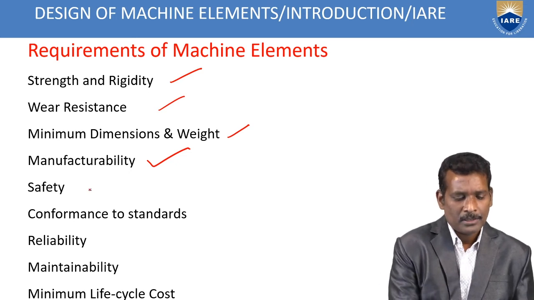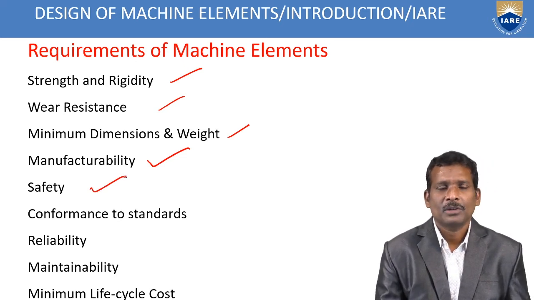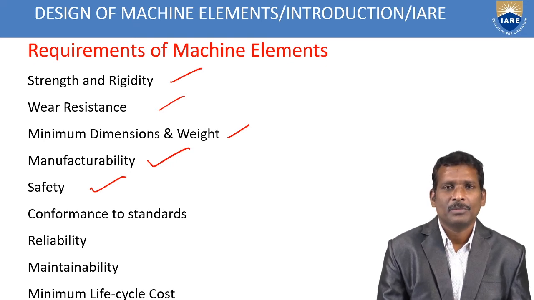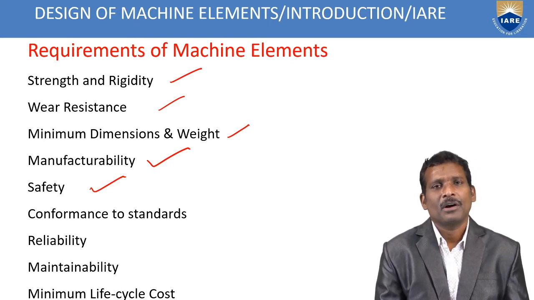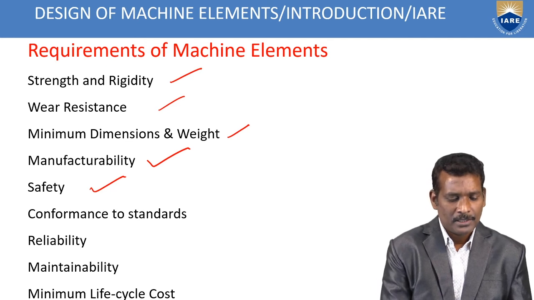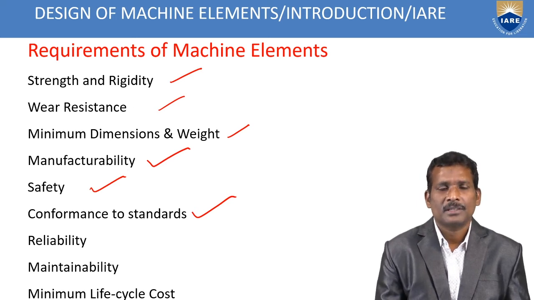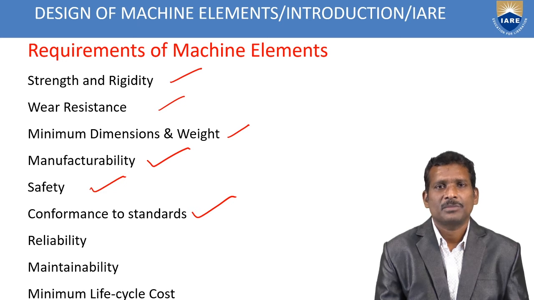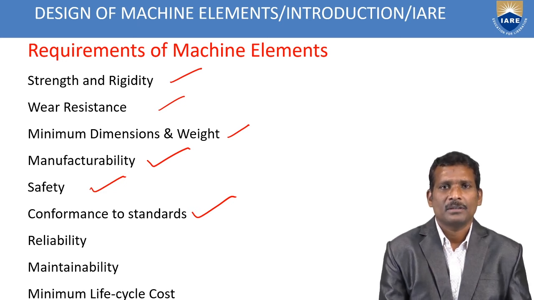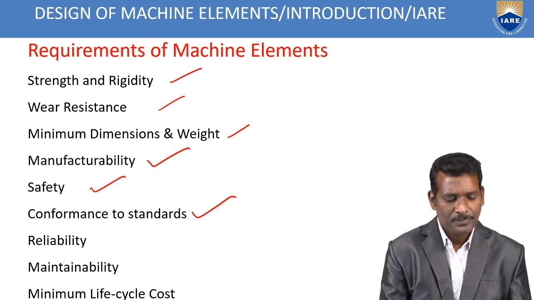Clear? And safety. Whatever shape and overall dimensions of the element are identified, it should be safe to the operator. Clear? And then conformance to standards. So in design of the machine elements, always use the international and the national standards. Clear? And then so many standards are there, ISO standards and BS standards and ASME standards also. So I will tell in the next session.